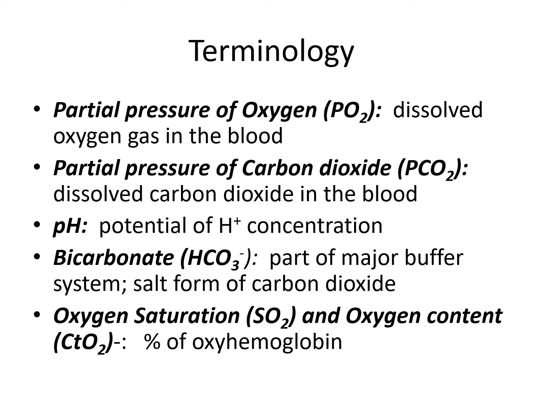We have some terms that we should be familiar with, right? So let's start. Partial pressure of oxygen or PO2. This is the amount of oxygen, dissolved oxygen in the blood. PCO2 or partial pressure of carbon dioxide, the dissolved carbon dioxide in the blood. Of course, we know of pH. This is the potential of the hydrogen ion concentration. Here, we refer to pH of the blood.